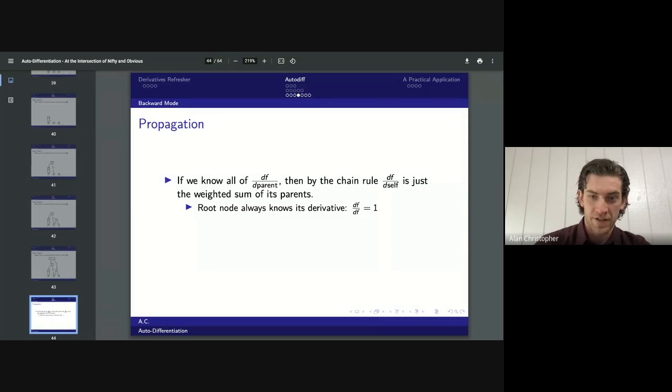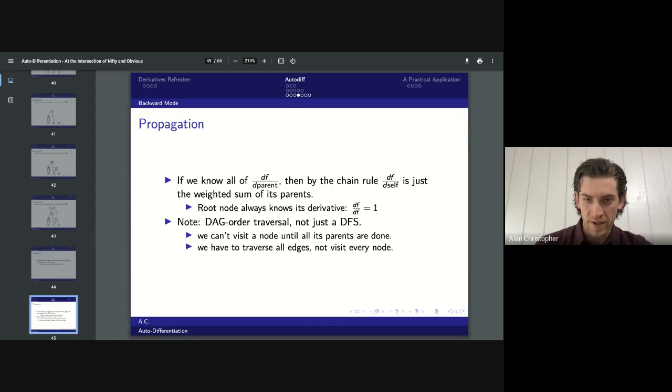So if we can just do a DAG order traversal doing these weighted sums, then we have in fact solved our differentiation problem. And I want to be clear here, this is a DAG order traversal, not a depth first search. My first instinct whenever I see a graph is just to DFS it. That's not going to work well here. We need to make sure that all of our parents are done before we start trying to use df/d(parent). Hopefully that's obvious. And then also because we're doing a weighted sum along all of our edges, we need to make sure that we're traversing every edge, not visiting every node, which is the more standard graph traversal shape.